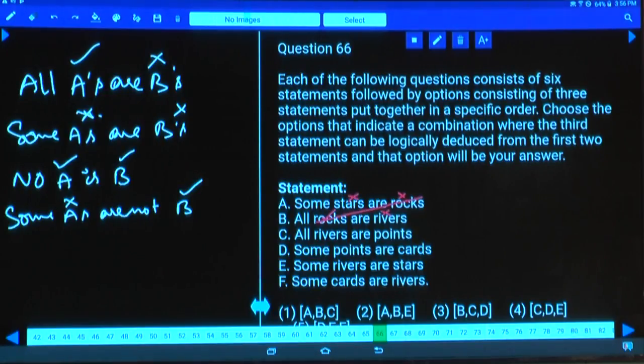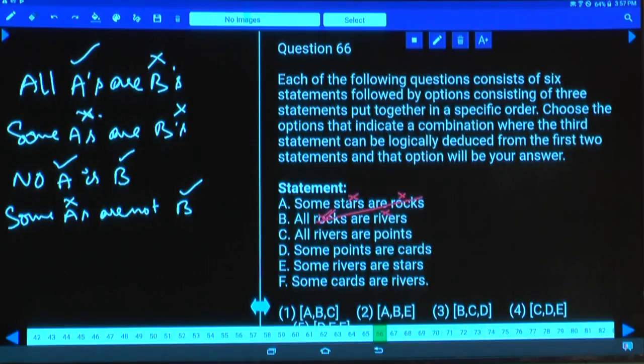Now here between A and B, which word is common? Tell me. Rock is common. Whether there is a common word or not, there is a common word. And the common word should be distributed at least once. Now here in the second one, rock is distributed. The common term is distributed. Hence we can derive a conclusion.